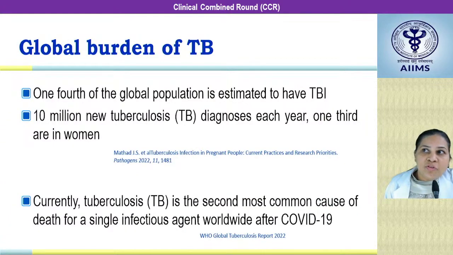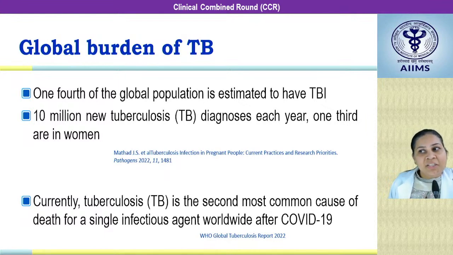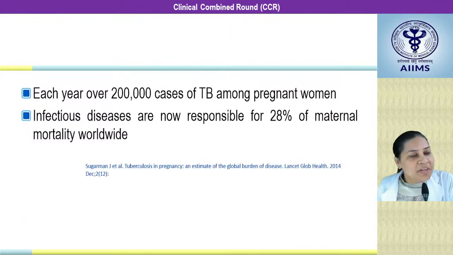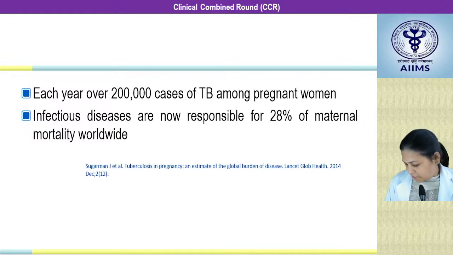So 1/4 of the global population is estimated to have tubercular infection, and out of these 1/3 are females. Currently, tuberculosis is the second most common cause of death from a single infectious agent worldwide after the emergence of COVID-19. Before COVID-19, it was the first. Each year over 2 lakh cases of tubercular infection occur in pregnant women, and it has been told that apart from obstetric causes, non-obstetric causes, the infectious diseases are now responsible for 28% of maternal mortality worldwide.